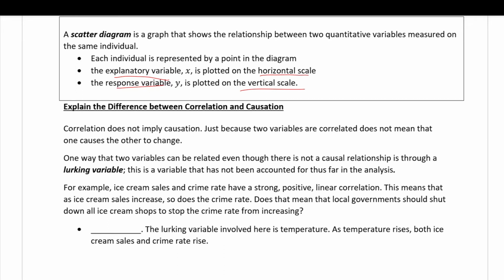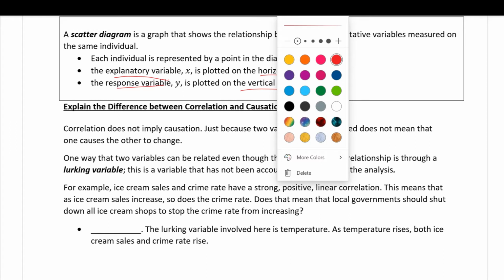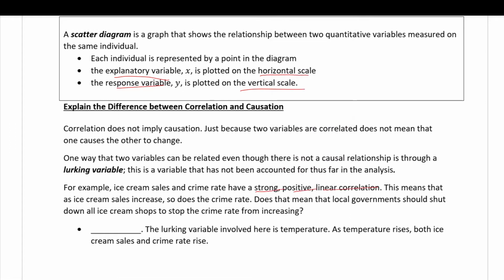So the question is, does one cause the other? Okay. Now that does seem a little outrageous, right? That just because you see an increase in ice cream sales and also you see a crime rate at the same time go up, does it mean that one causes the other? They are correlated. What we're saying here is that there is a strong positive correlation, linear correlation here, but it doesn't mean that one is causing the other. Okay, so the answer to this question is no. We should not close down all the ice cream shops to stop the crime rate from increasing.